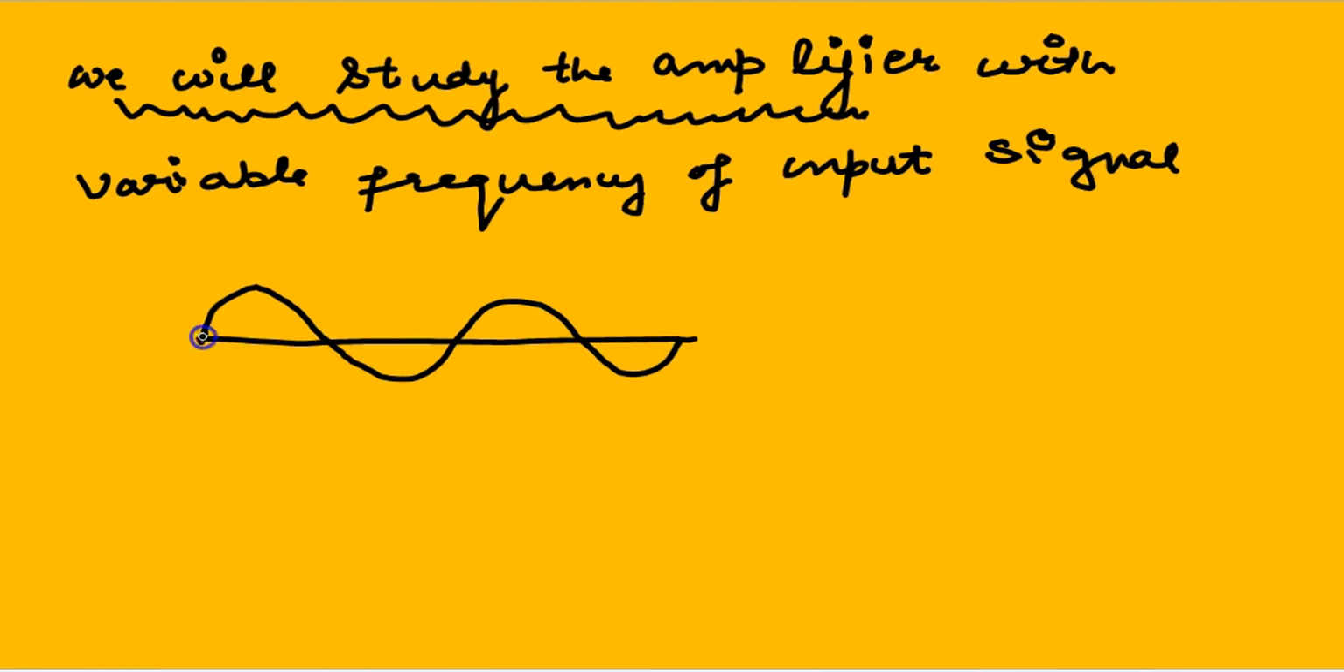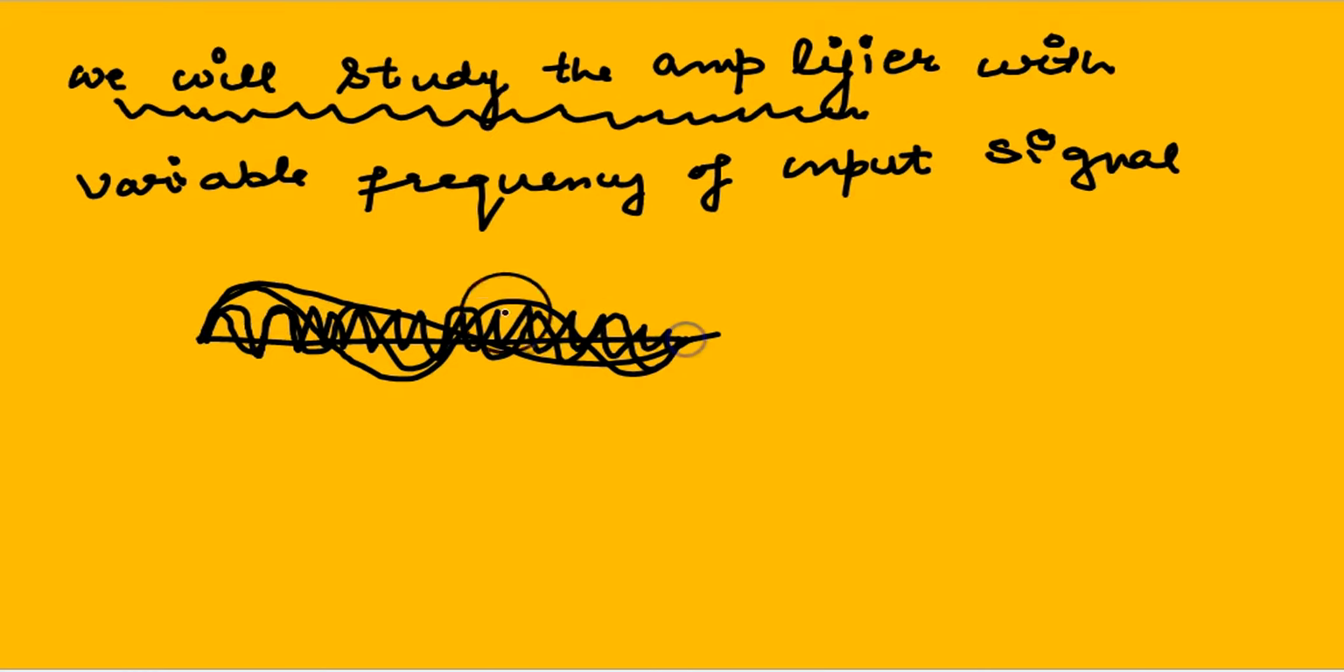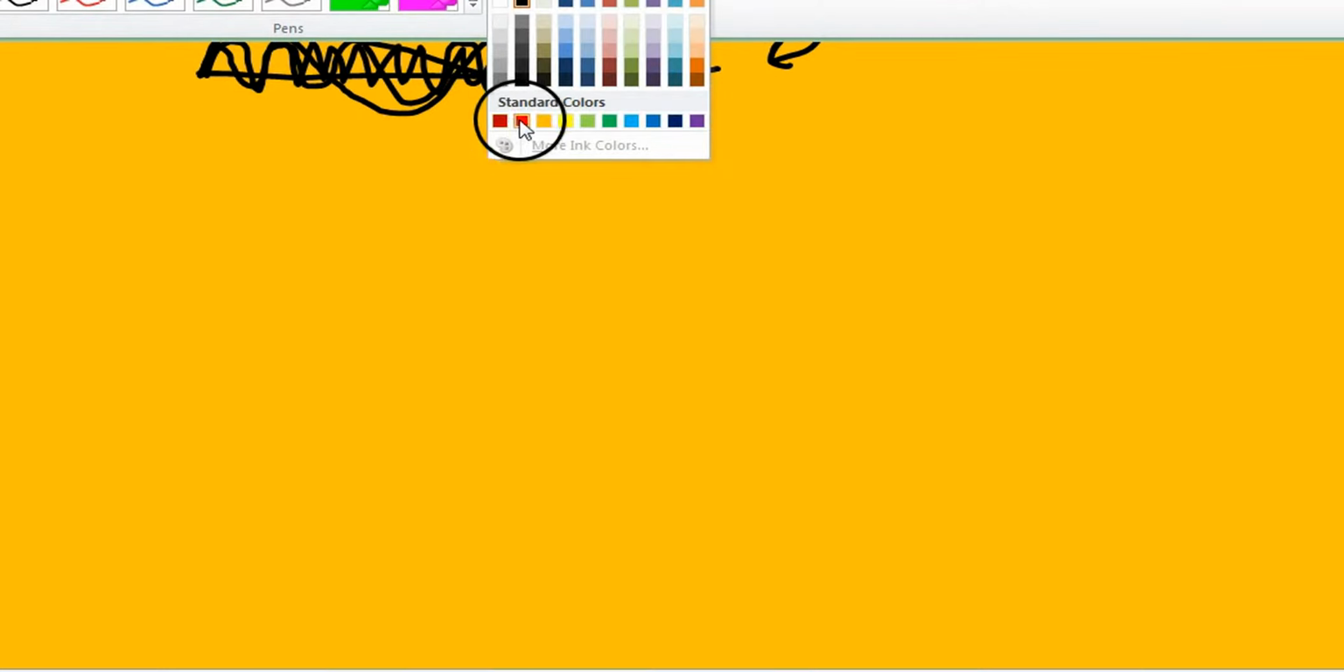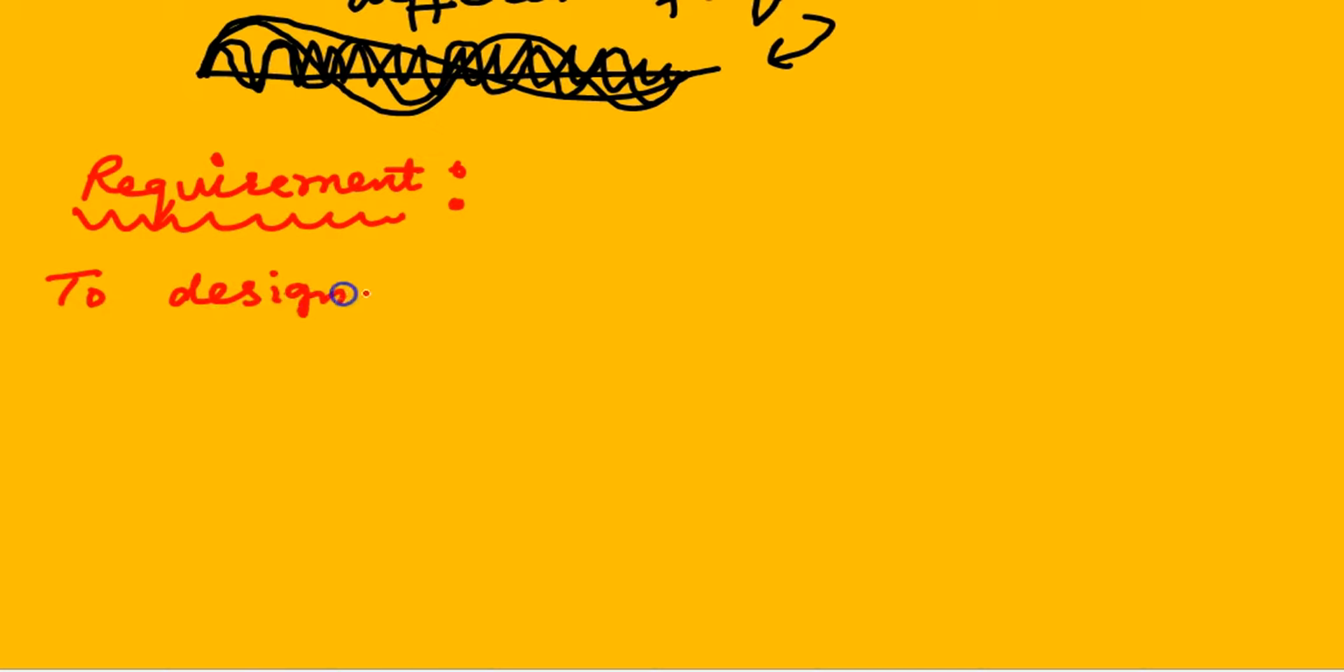So this is the signal. Let it be made up of multiple components of frequencies. Then the question arises, when the signal is amplified, what happens to the gain? Is it constant for all the frequencies, or does the gain become different for the different frequency components?